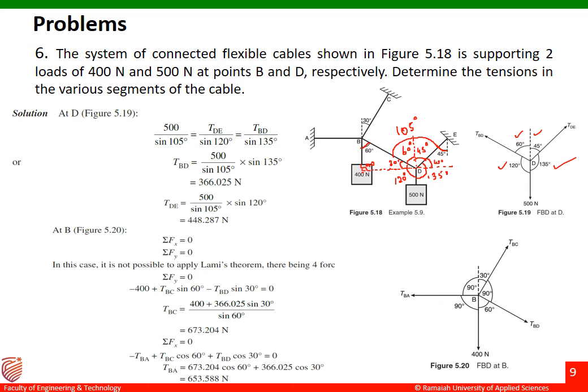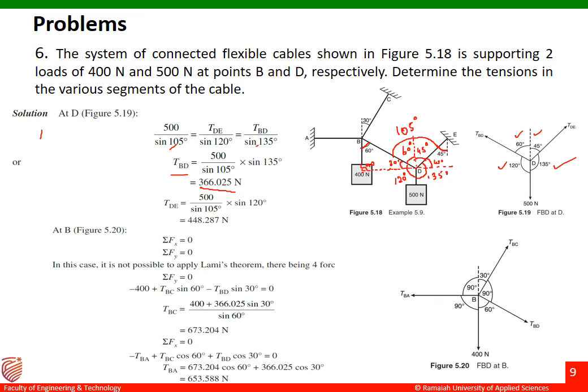So my expression would be 500 divided by sine 105 is equal to TDE divided by sine 120 degrees and then TBD divided by sine 135 degrees. Similarly, we can get the answer for TBD. TBD is equal to 500 divided by sine 105 into sine 135 degrees. If we substitute in the calculator the same values, we'll get the answer for TBD as 366.025 Newton. This is the answer for TBD.